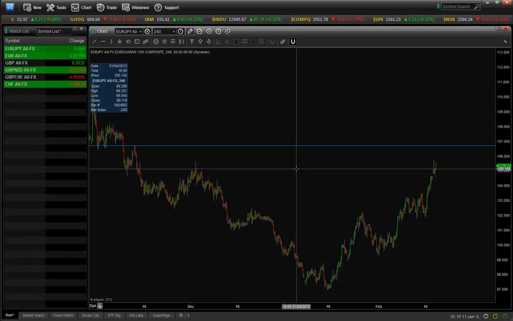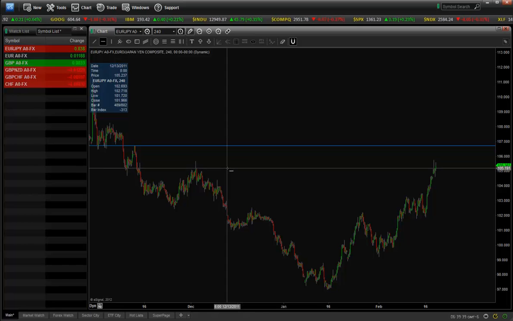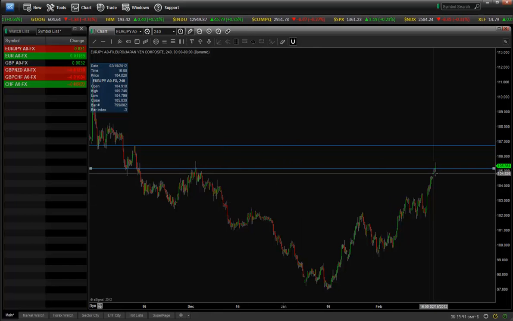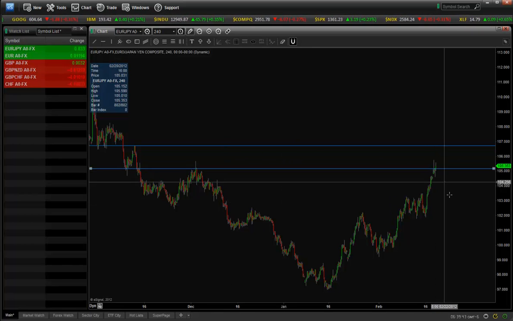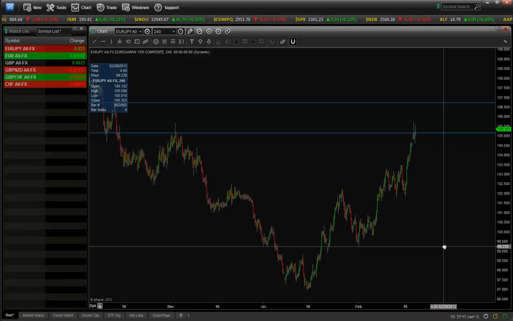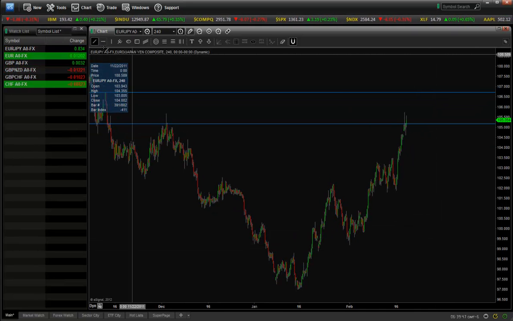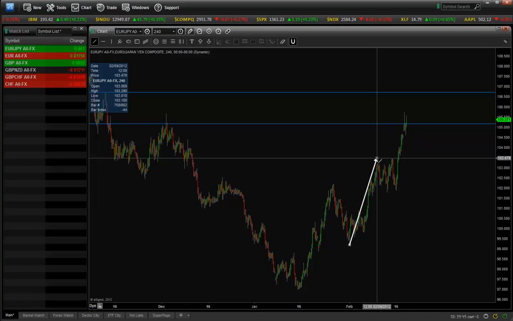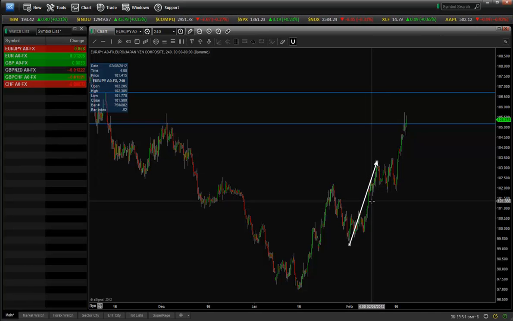The market is going to make a determination here as to whether it continues higher above this zone or whether it rolls over. Now, interestingly enough, if I bring in my line tool here, we're going to see a harmonic move that exists.